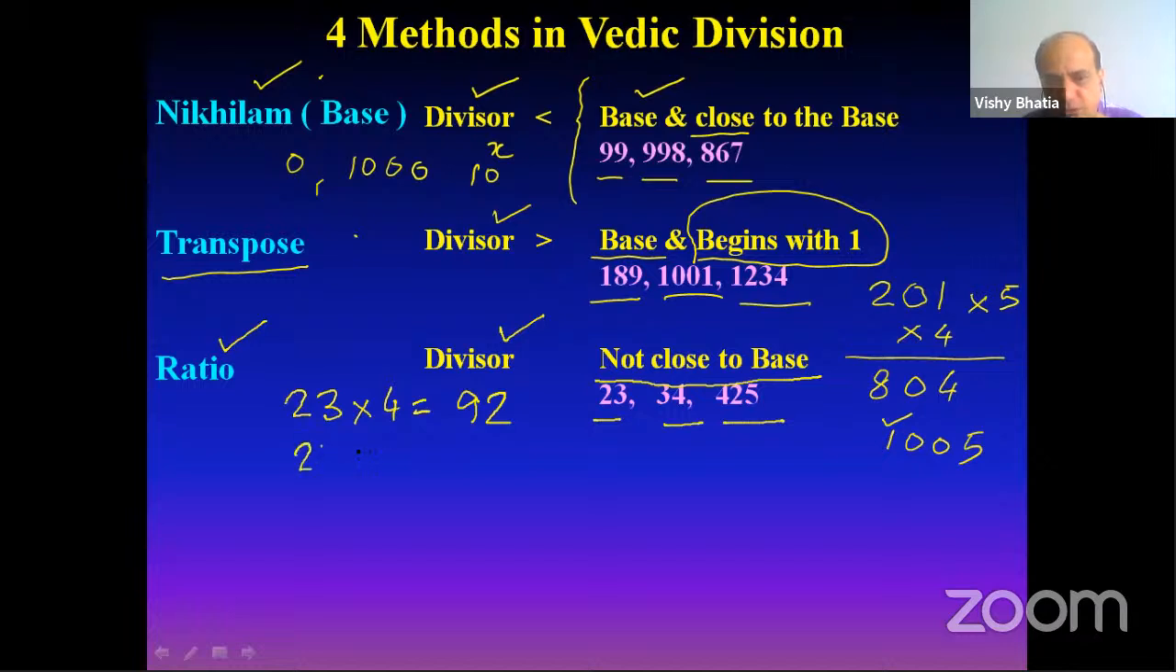Alternatively, we can also multiply 23 by 5 and take it above the base, and then because the divisor begins with a 1, we drop the divisor and we take the transpose of 1 and transpose of 5, which is 1 bar, 5 bar, and use method number 2, which is the transpose method.